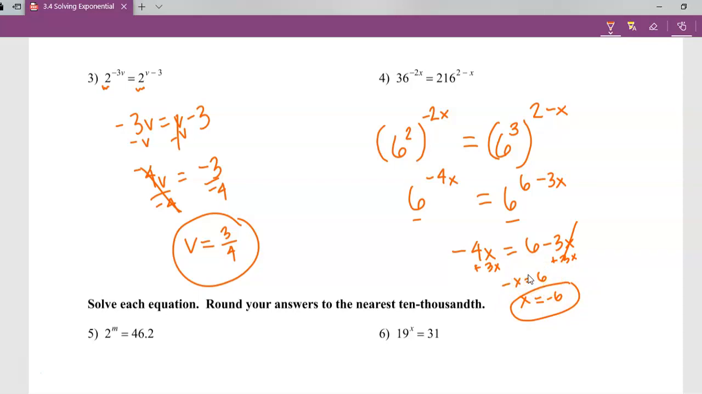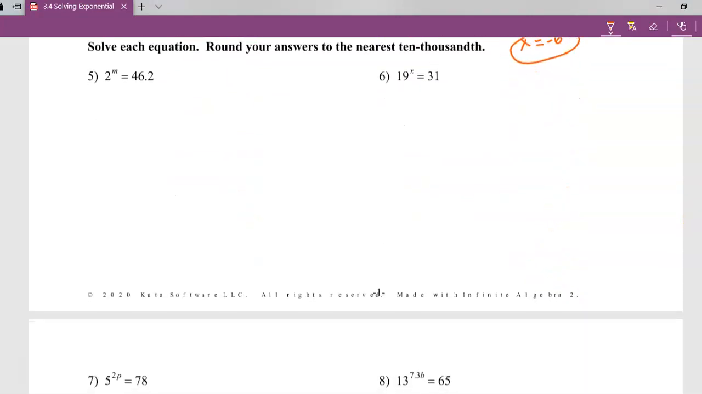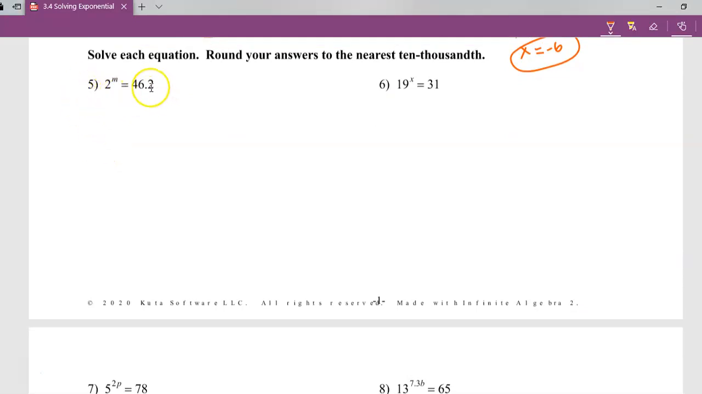Okay, so if you can get those bases to match, do so, and then you can set those exponents equal to each other. Now on number 5 here, I cannot get 2 and 46.2 to have the same base. There's just no way to do that. So in this one, I'm going to use a little bit different of a method. The first step is that I am going to change this to log form. So log base 2 of 46.2 equals n. Okay, I'm just changing to log form.